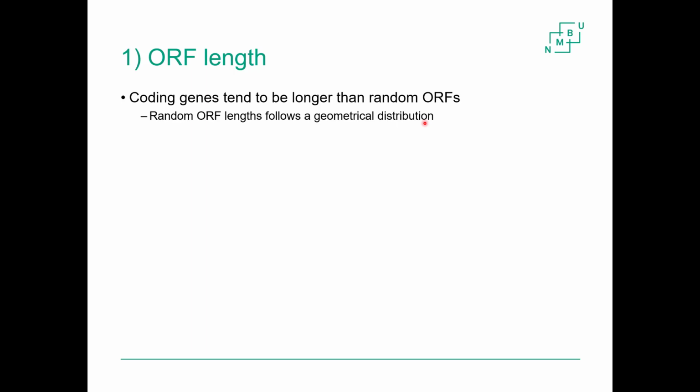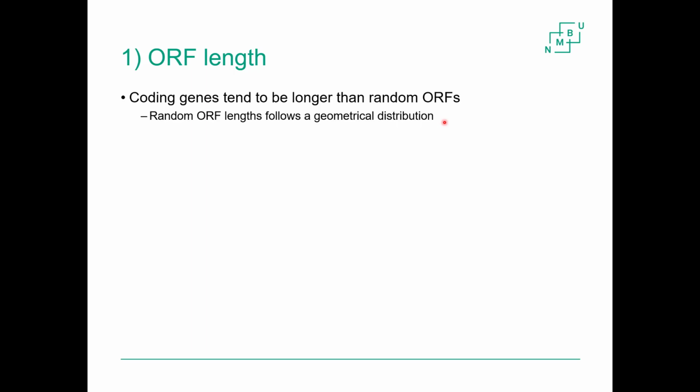This is the same, but instead of fixing the number of coin flips, you just start flipping the coin and then you count how many coin flips you need before you see the first head or success. And this is exactly what we do when we think about an ORF. You start at the start codon, right? And then you flip a coin. Is the next codon a stop? There's a certain probability of seeing a stop, right?